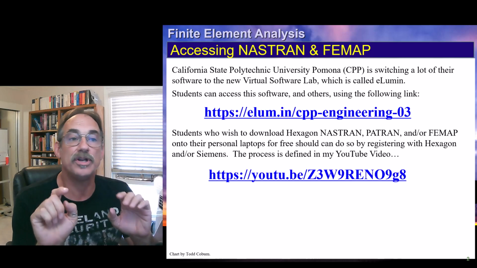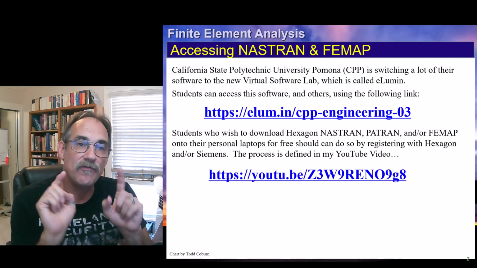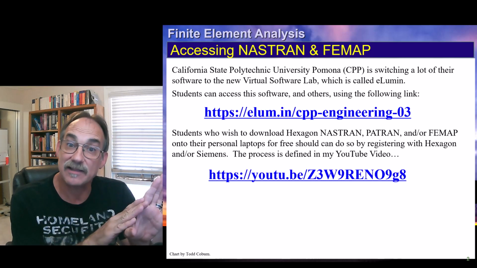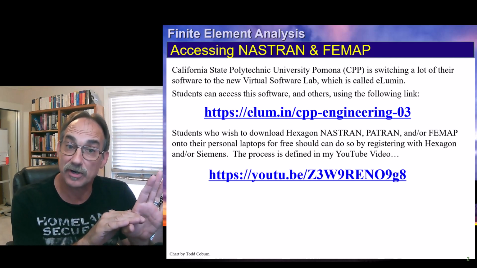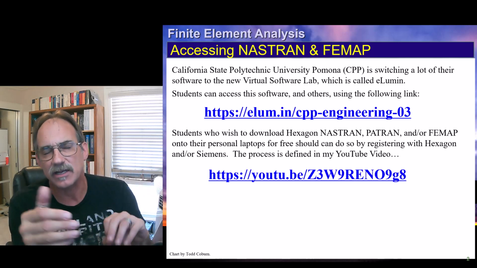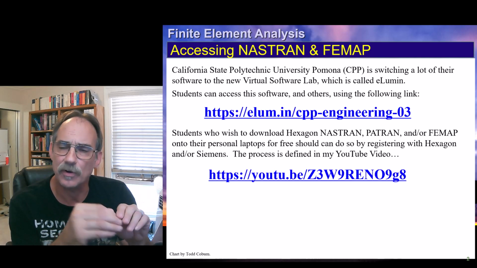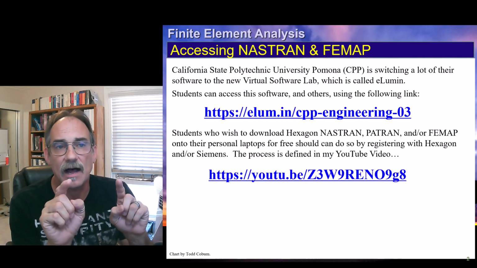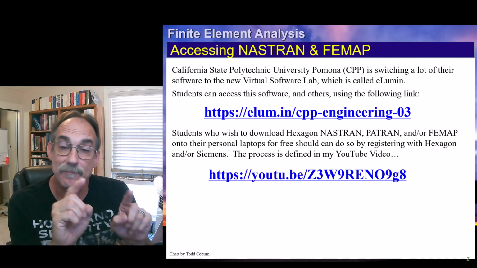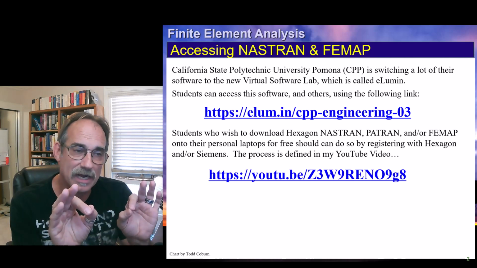Or you can go to the Siemens website and download FEMAP with NASTRAN, which runs like the FEMAP that's already available in the Virtual Software Lab, and also the standalone NX NASTRAN. Oh, let's see, you may not be able to get the standalone NX NASTRAN on your computer. I don't recall. It may be available. It may not. You may need to rely on the Hexagon. I'll have to double check that.